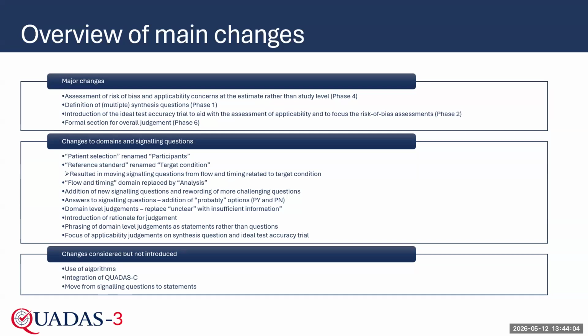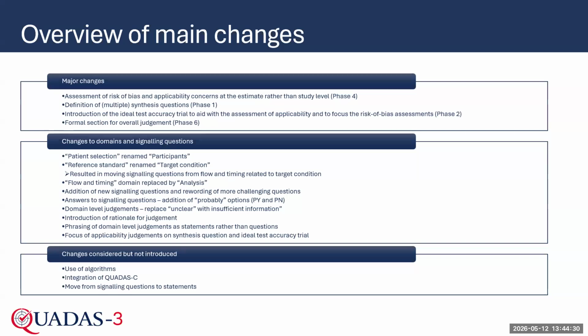So we've got some more changes to domains and signalling questions rather than structural changes. So patient selection being changed to participants, reference standard to target condition, flow and timing replaced by analysis. You've seen we've got some new signalling questions and wording of more challenging signalling questions. The change to the answers to the signalling questions. So we've got the addition of the probably options.